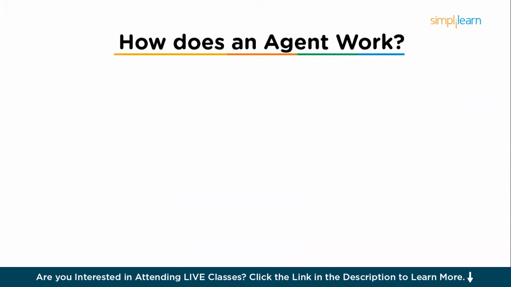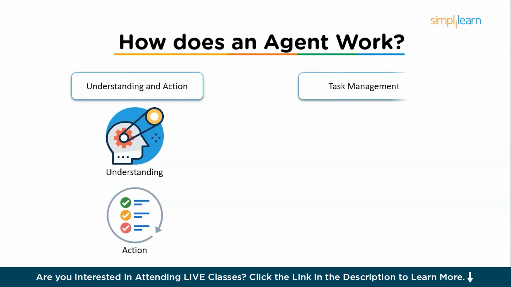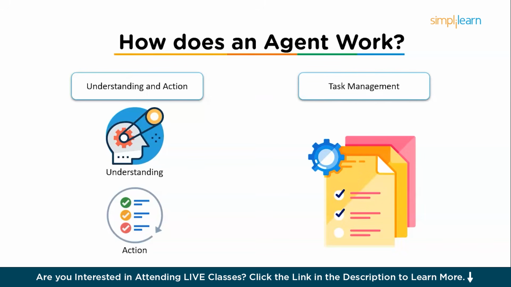Now moving on, let's see how it works. The first part is understanding and action. First, the agent uses its language skills to understand your question. Then it decides which extra tools it needs to use to get the job done. The next is task management. In many systems, one agent can work together with other specialized agents. Think of it as a team where each member has a specific job.